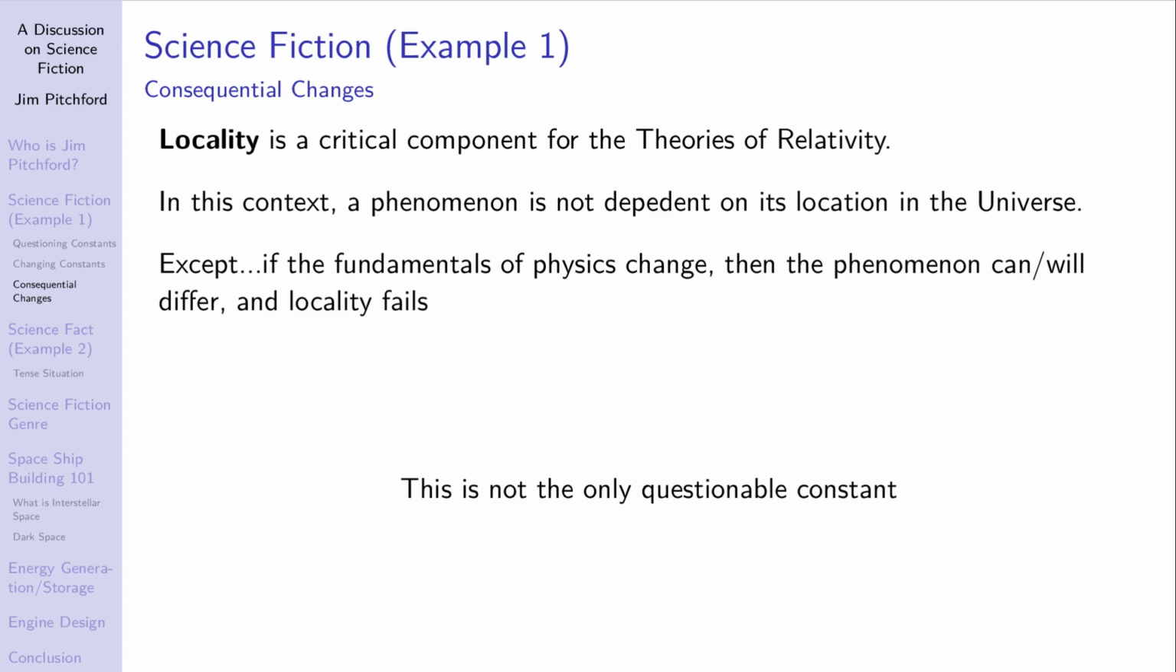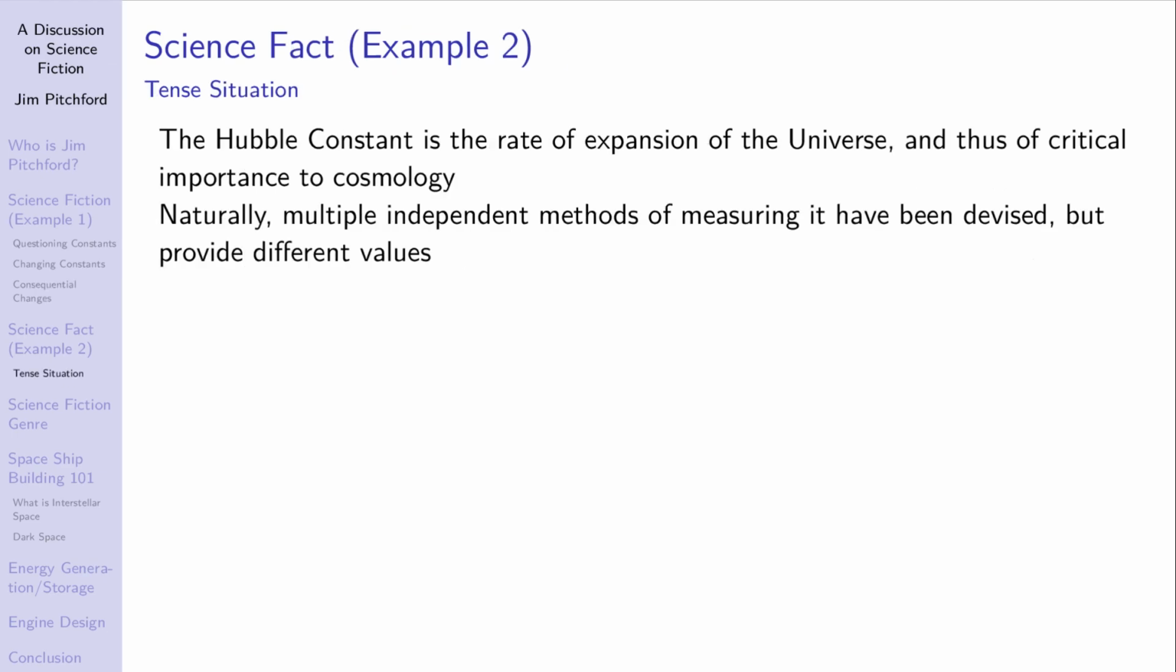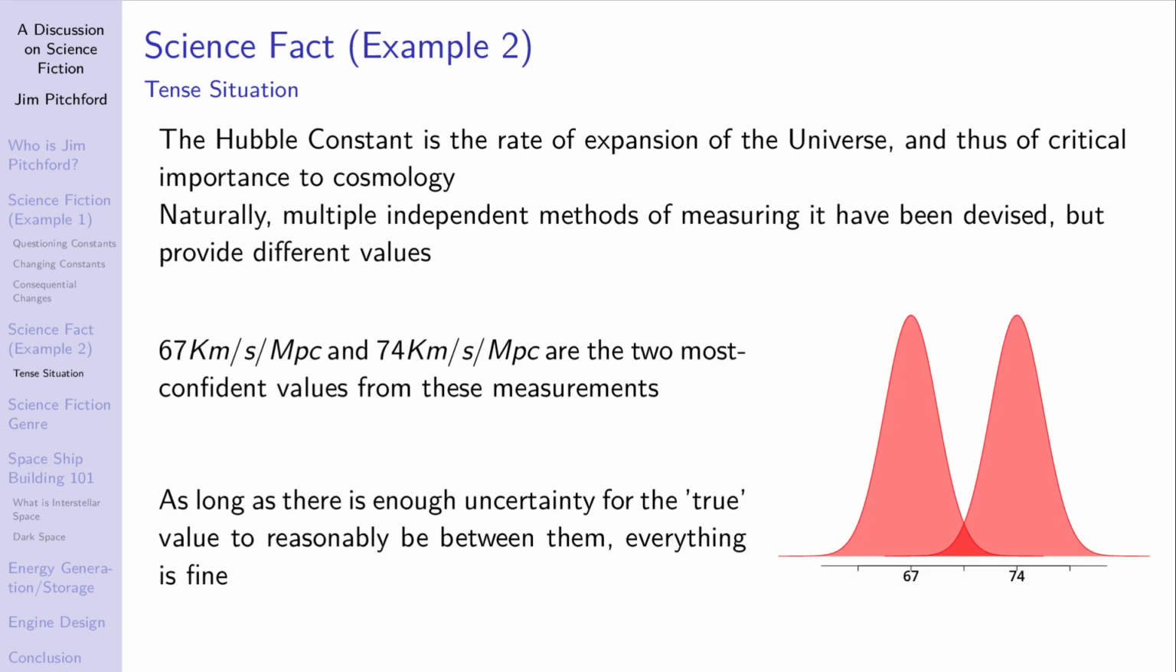And now for something else. Turns out the fine structure constant is not the only constant that has some issues with its value. So the Hubble constant is the rate of expansion of the universe, and so it is of critical importance to cosmology, and naturally when you have something that important, you try to have multiple independent methods of measuring it, and we have devised various of those, but they provide us with different values. One gives us 67 kilometers per second per megaparsec, the other gives us 74 kilometers per second per megaparsec. And those are the two most confident values from those measurements.